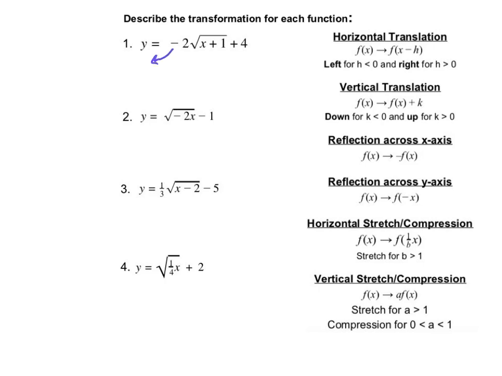This negative out in front, I'm keeping that separate from the 2 because the negative does something different than what the 2 does. So if I'm looking at my formula sheet, I can see that this one right here, reflection over the x-axis, my function has a negative out in front. So there's a negative out in front of the square root. So this is a reflection over the x-axis.